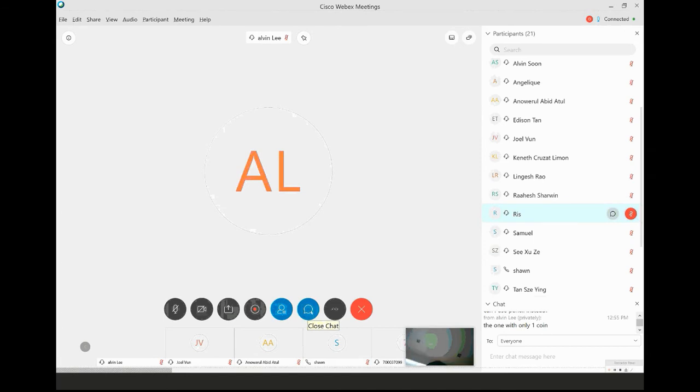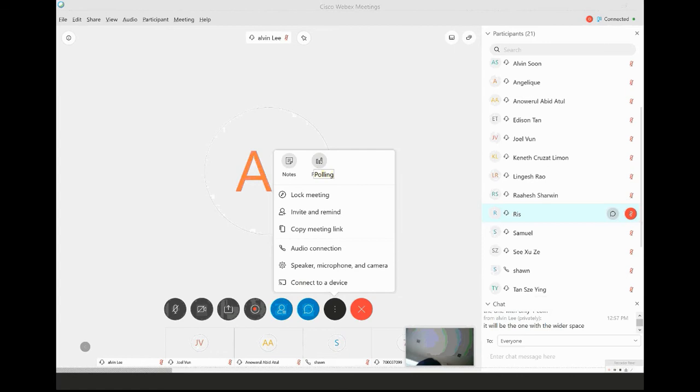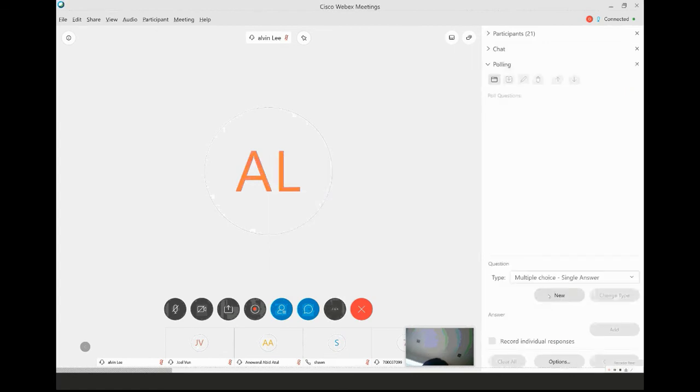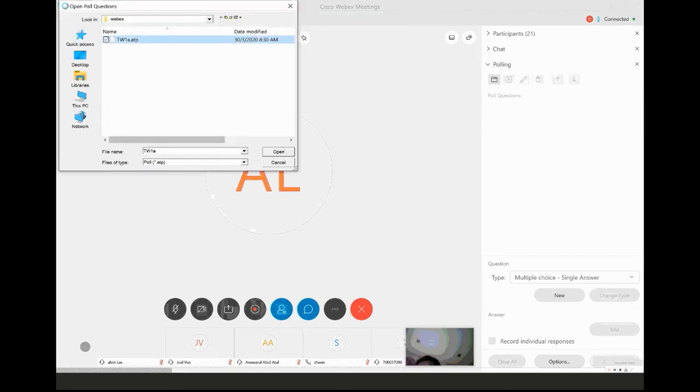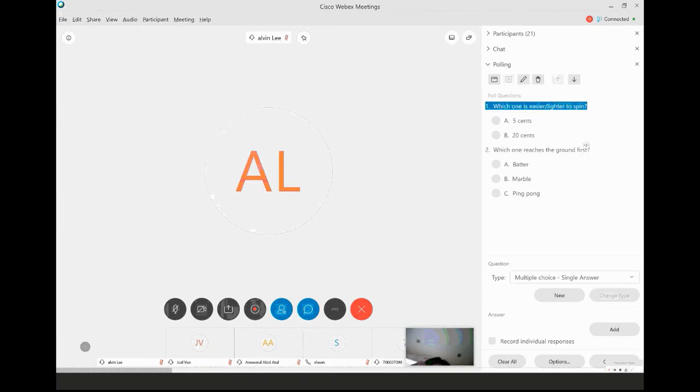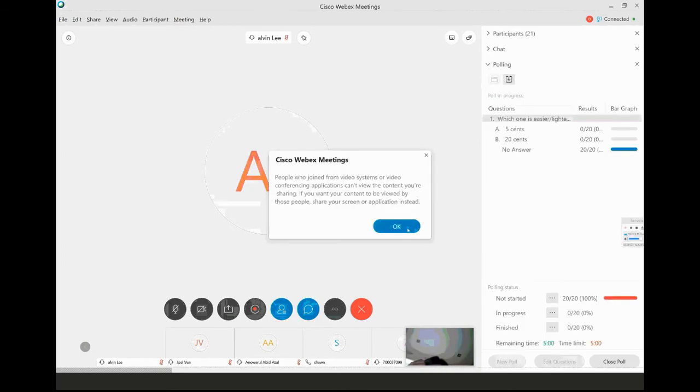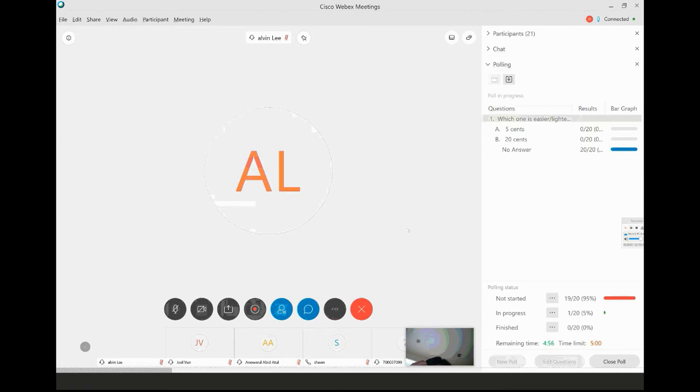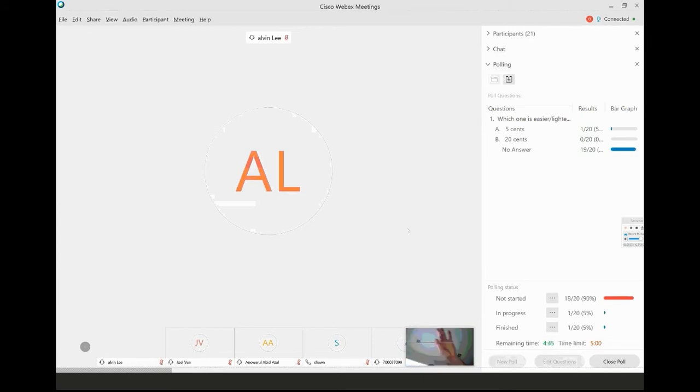So which one do you think is easier to rotate? I let you all choose. 5 cents is at the end, and this is my center of rotation. 20 cents is near to my center of rotation. So which one do you think is easier for me to rotate?